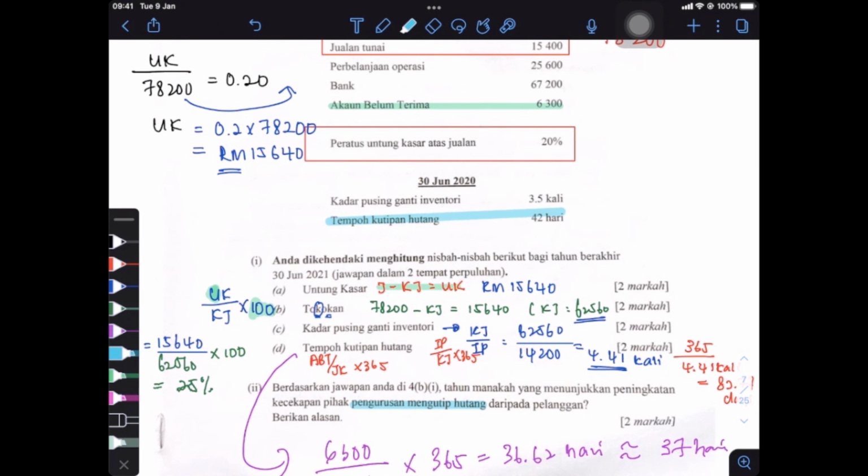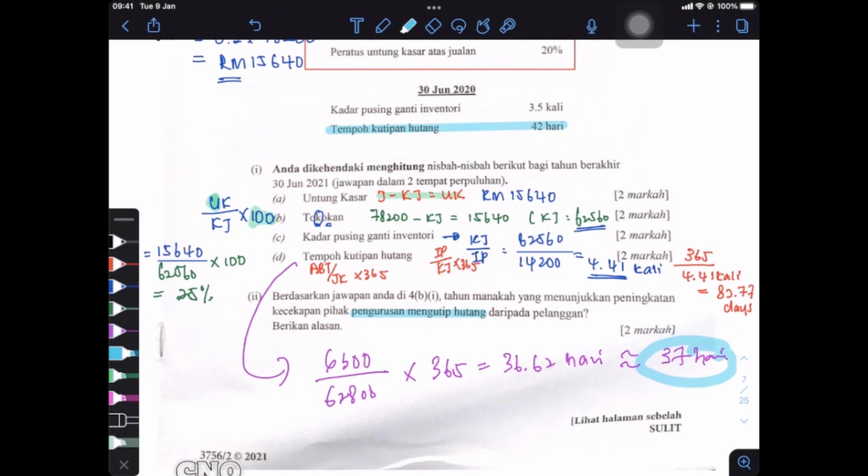2020 is 42 days, and 2021 is 37 days. Which year is better? 2021, because for this one, the lower the better. It means faster. So we want to receive the money faster, sooner. So you will say tahun 2021 and berikan alasan. How do you answer the alasan part?